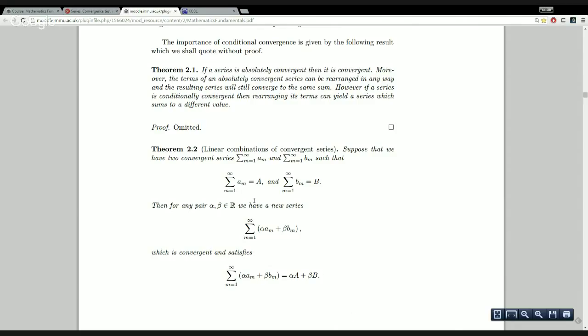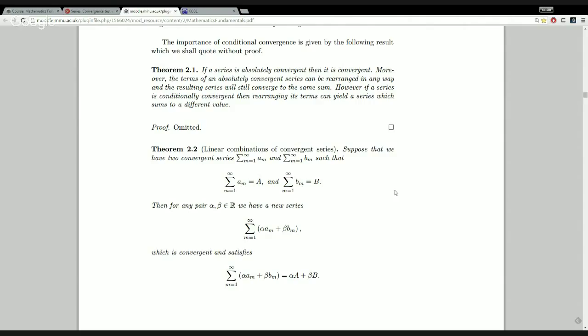We showed that if you had two convergent series, a sum of AM and a sum of BM, then when you create a new third series by taking a linear combination of corresponding terms from the first two series, this new series is also convergent. Okay, so forming linear combinations of series preserves convergence.